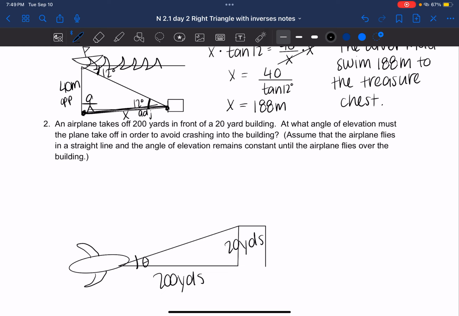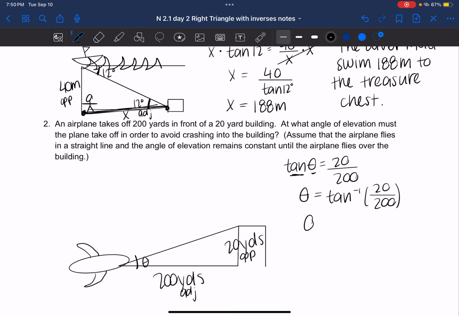So this is my theta. Well, if that's my theta, 20 would be opposite from it. 200 would be adjacent to it. And if I've got opposite and adjacent, I again want to use tangent. So I'm going to have tangent of theta is equal to opposite over adjacent. And I'm trying to get theta by itself, so I need to get rid of tangent. And remember, to do that, we take the inverse of both sides. All right, so we put that in our calculator, and we're going to get theta to be approximately 5.71 degrees.